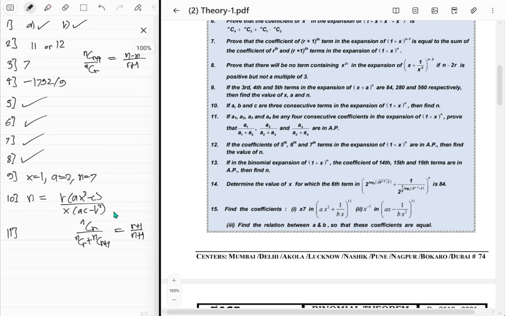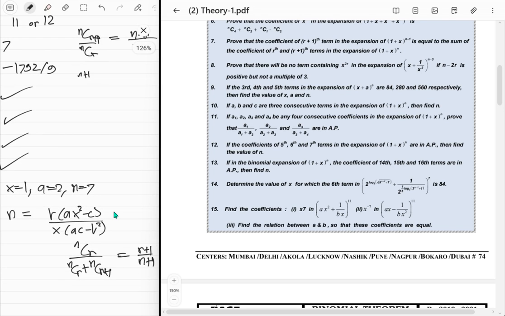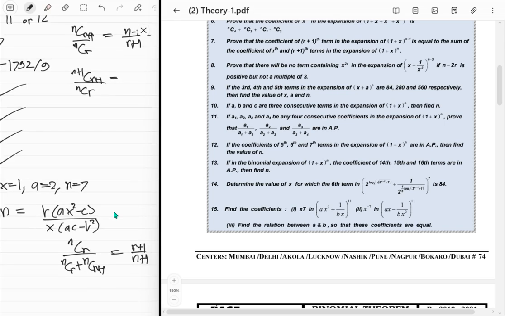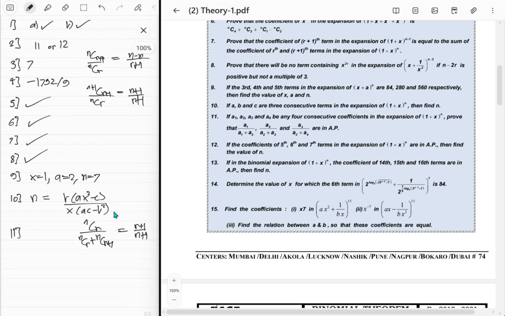Okay, let's just put another formula right here. So (N plus 1)C(R plus 1) upon NCR. Or in fact, even better, let's do this: this will be, sorry, the reciprocal of this thing, (N plus 1) upon (R plus 1). Cool, isn't it? Okay, nice. So this is also done.